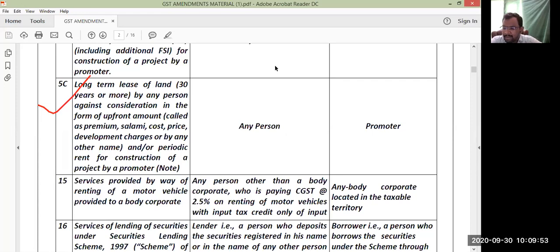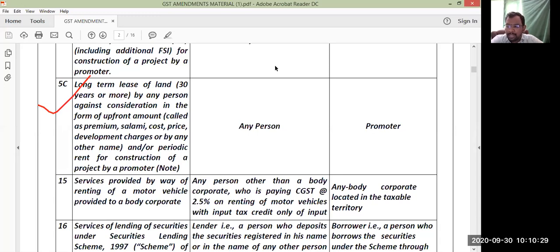Suppose a government gives land of some 500 acres for the development of a shipyard or an airport in that area, and it is a long-term lease of 30 years or more. Many builders and construction people, instead of buying the land, choose a long-term lease, because buying the land will cost more than a long-term lease. That is why many people choose to take the land on a long-term lease basis for the development of a particular project.